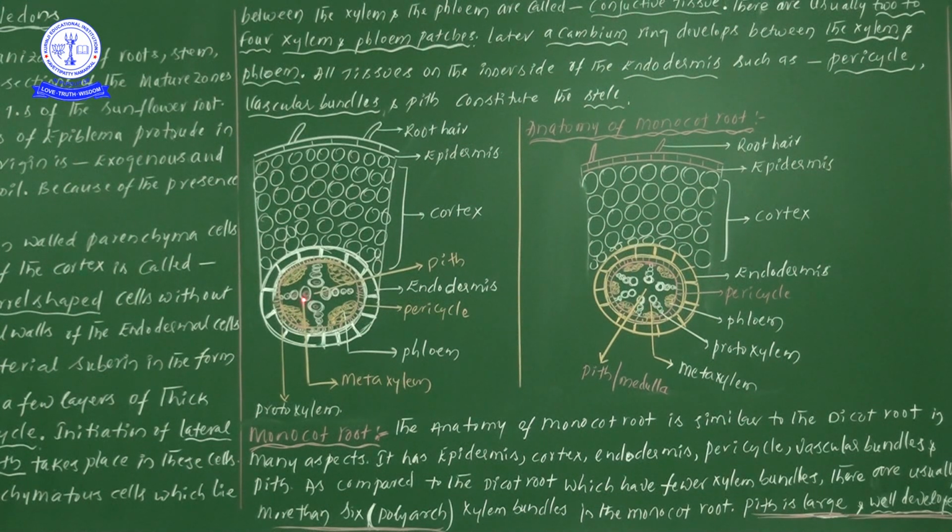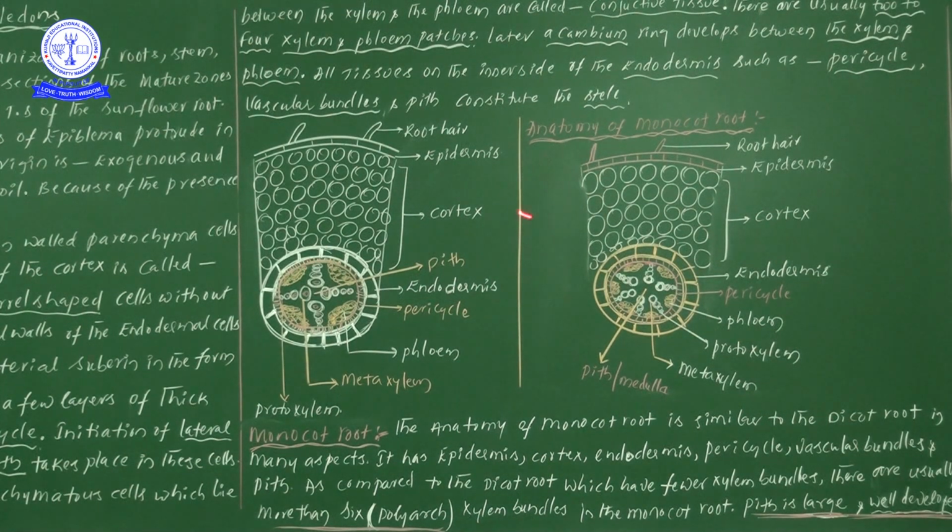Metaxylem is situated towards the pith and protoxylem is situated towards the pericycle. This kind of arrangement of xylem members we take as the exarch condition. In the previous videos we learned that in the exarch condition, protoxylem is situated towards the pericycle and metaxylem is present towards the pith. This entire information we have already discussed in previous videos.